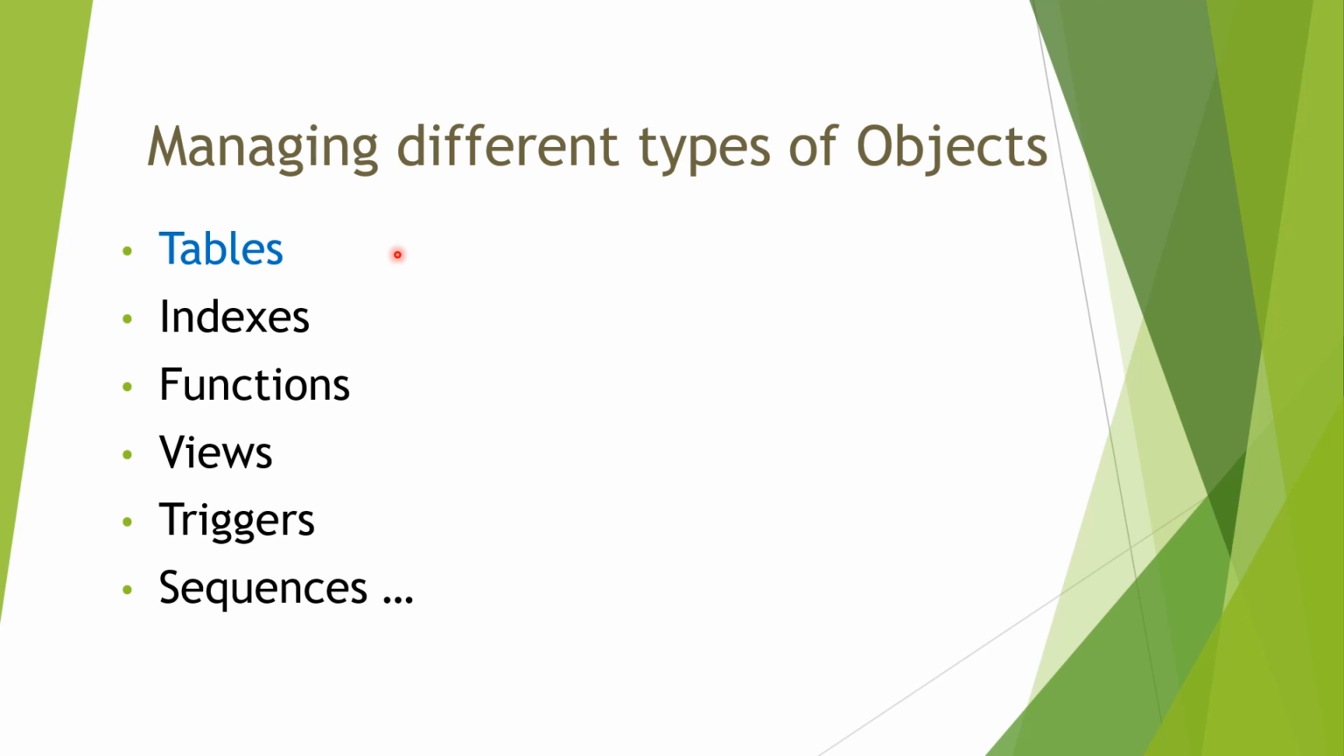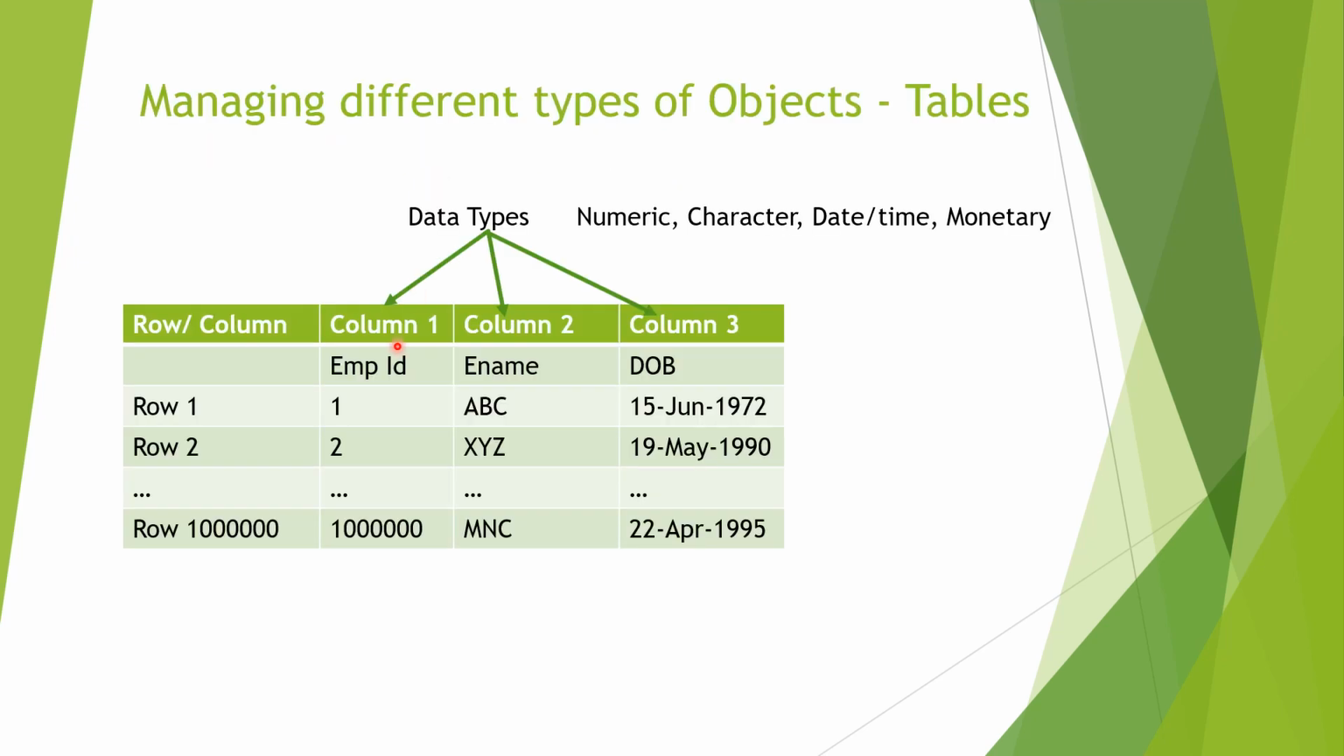Now let us discuss tables. A table is a combination of columns and rows. A column contains interrelated data, whereas rows contain similar kinds of records. By looking at this picture, you can understand that each column will have a specific data type. In this case, employee ID has a numeric data type, name has a string data type, and date of birth has a date data type.